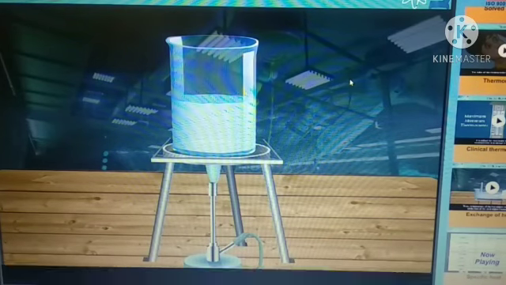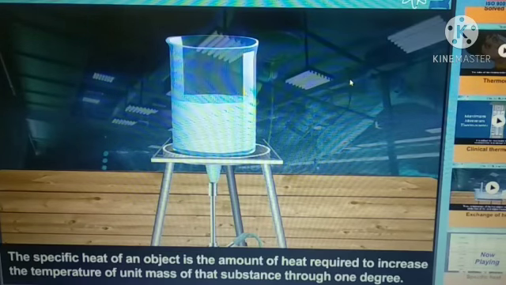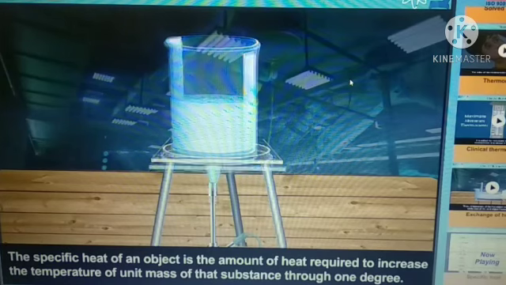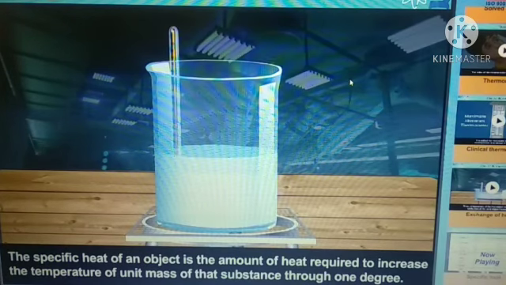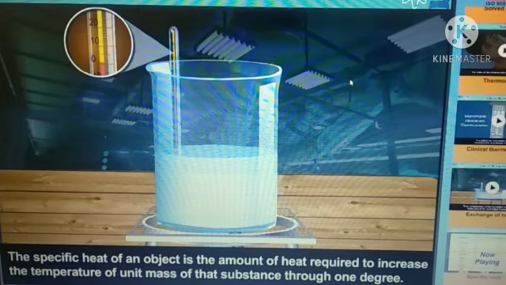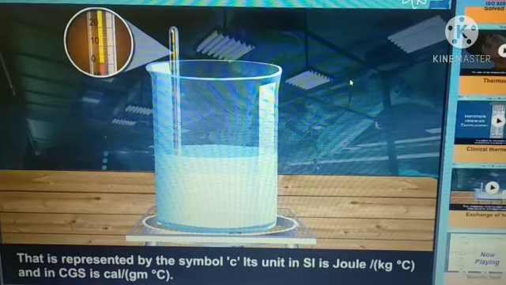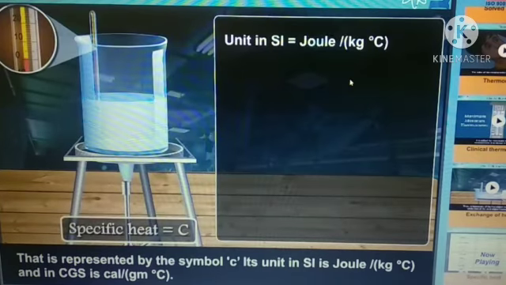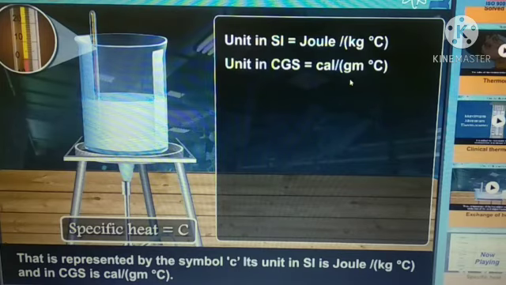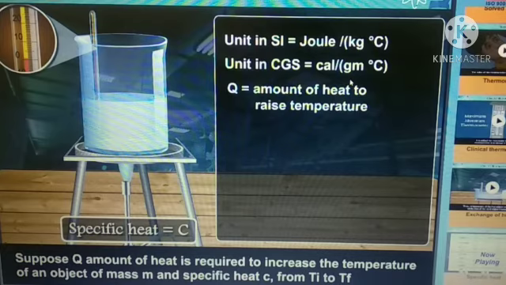Specific heat. The specific heat of an object is the amount of heat required to increase the temperature of unit mass of that substance through 1 degree. This is represented by the symbol C. Its unit in SI is joule per kilogram degree Celsius and in CGS is calorie per gram degree Celsius.